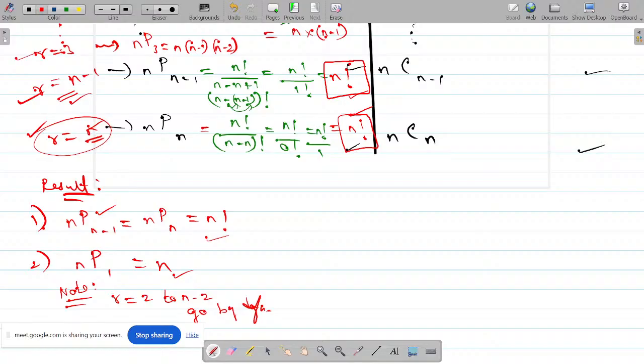Now I'll go for combination. Internally we are comparing only the combination part. Take a note of it.